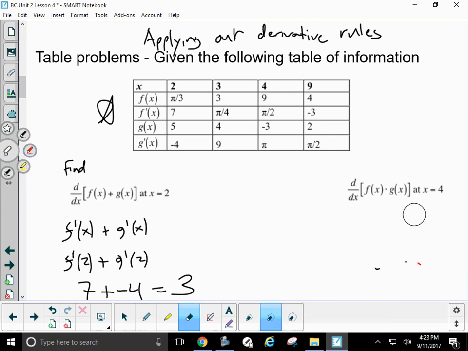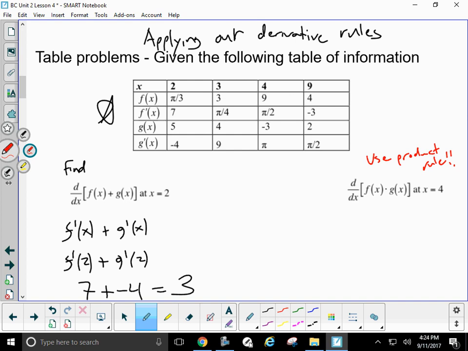We must use the product rule. And use our rules. The derivative of f times g we know is the derivative of the first times the second, plus the derivative of the second times the first. Plugging in 4, we can just skip the whole plugging in step. I'll show it one more time, but we'll start skipping it from here.